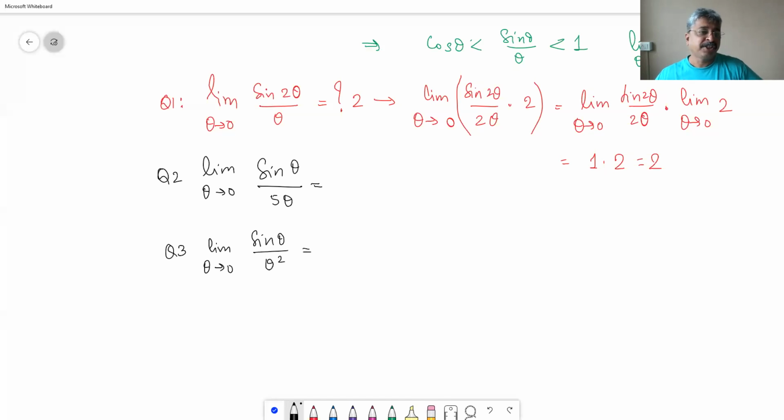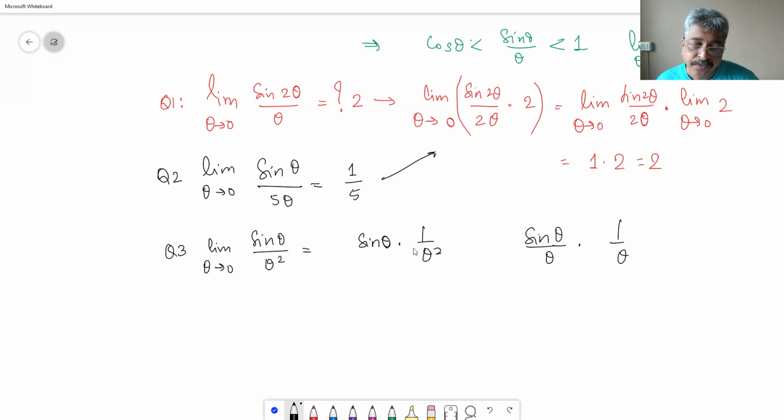Okay, so question number 2, answer is 1 upon 5 and steps are going to be exactly identical to this. There is no issue. However, this is a bit dangerous. Now, you can split this as sine theta into 1 upon theta square. That is one way of splitting these 2 functions. You can split them as sine theta upon theta into 1 upon theta. That is another way of splitting this function. And third is as it is, which is given.